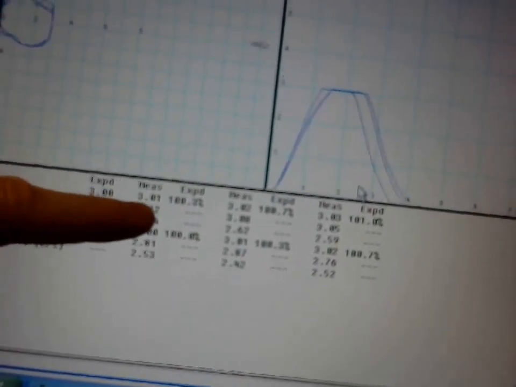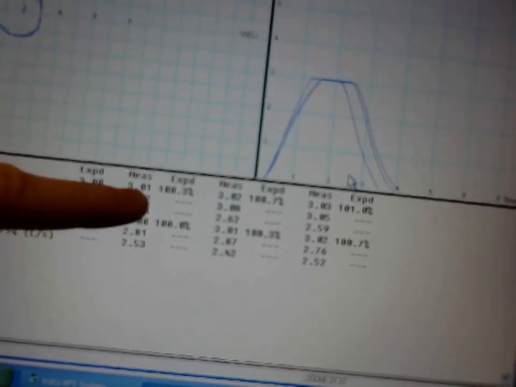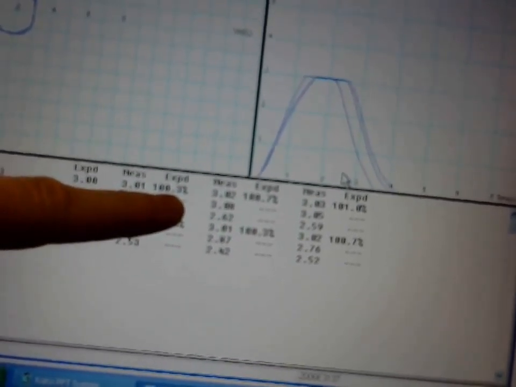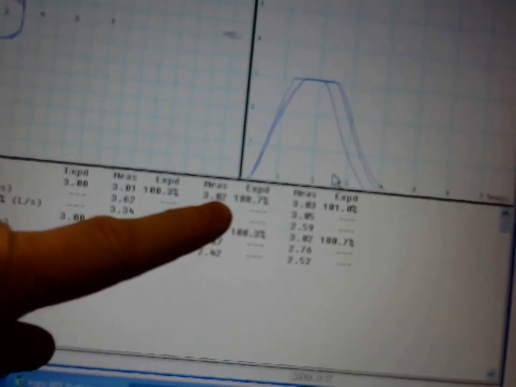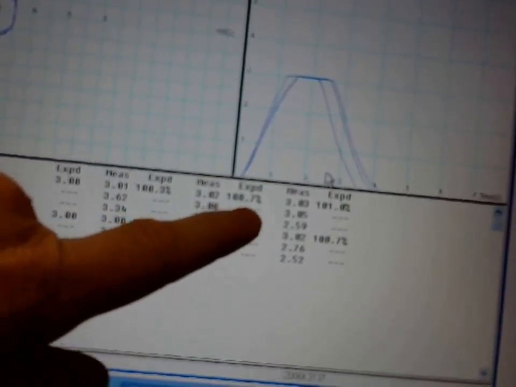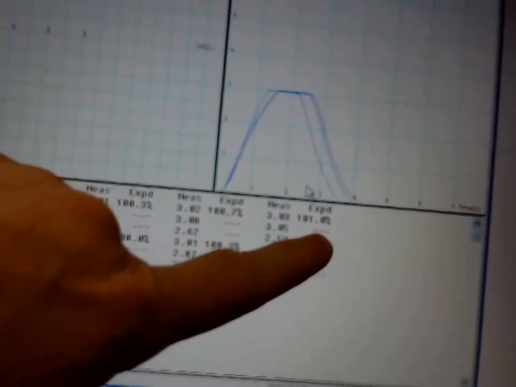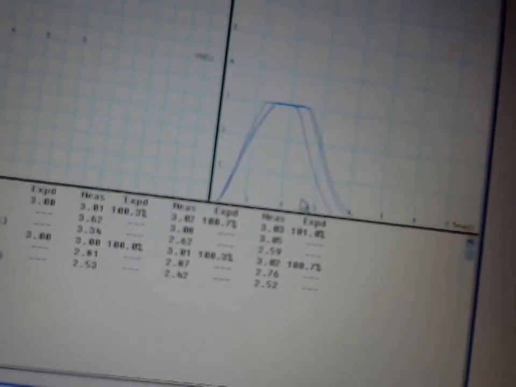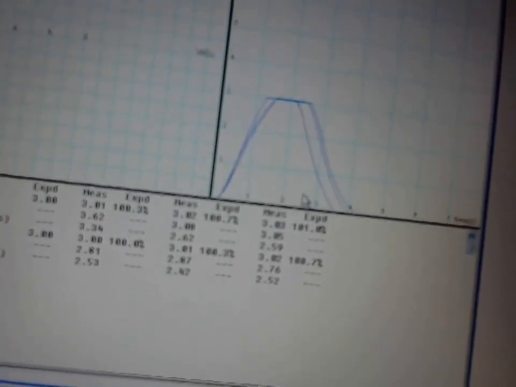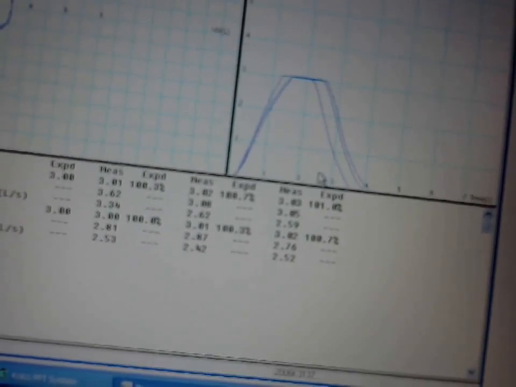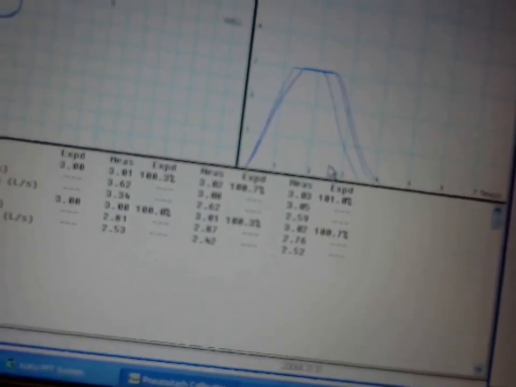So if we look, this was my first maneuver. I did 3.01, which was 100.3%. The second one was 3.02, which was 100.7%. And my measurement 3 was 3.03 liters, which was 101% of the predicted. Now, they are within 3.5% of each other, so they are all three acceptable. So they are within 3.5% of my expected, which was 3 liters, because we used a 3-liter syringe. So it is accepted. So my calibration is complete.